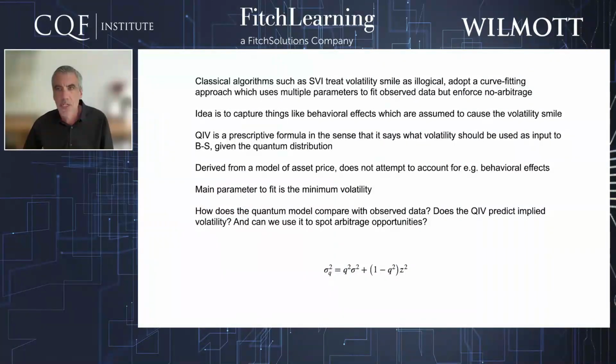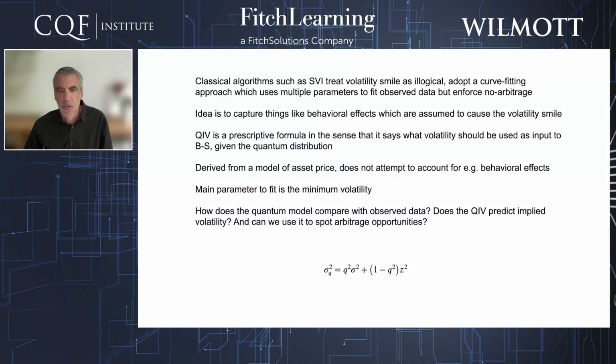So to summarize, classical algorithms such as SVI treat the volatility smile as being basically irrational, adopt a curve fitting approach which uses multiple parameters to fit observed data, but enforce no arbitrage. And the idea is to capture things like behavioral effects, which are assumed to cause the smile. The quantum model, in contrast, is a prescriptive formula in the sense that it says what volatility should be used as input to Black-Scholes, given the quantum distribution. It's derived from a model of asset price, so it does not attempt to account for things like behavioral effects or supply and demand. And the main parameter to fit is the minimum volatility.